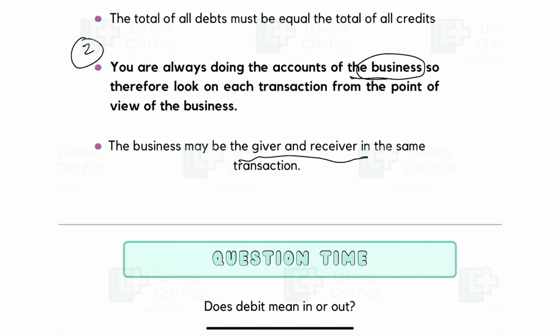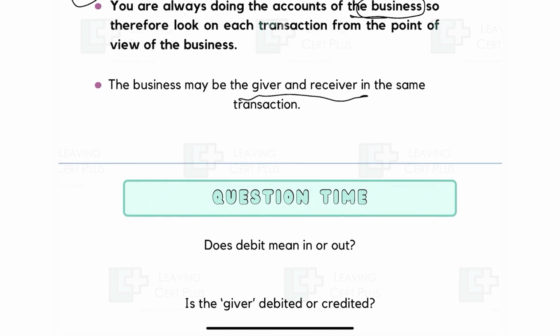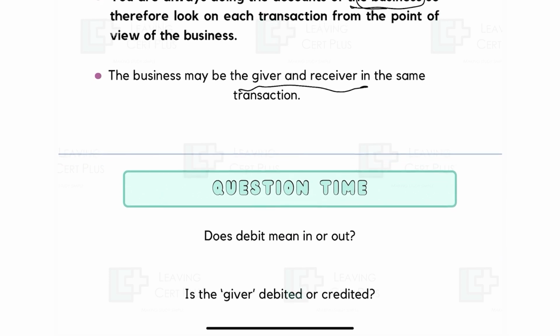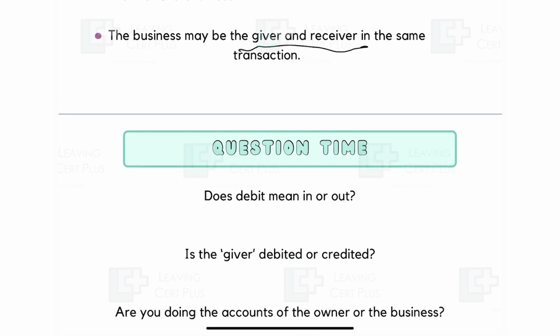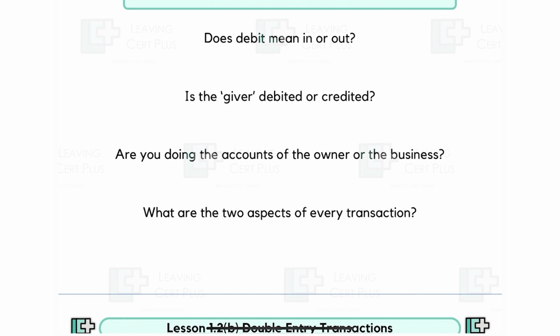Now I'll leave you with a couple of questions. The next session is going to use more examples, as this one is mainly theory. See what you can do. Does debit mean in or out? Debit most definitely means in. Is the giver debited or credited? The giver is always credited. Are you doing the accounts of the owner or the business? Always the business, never the owner.